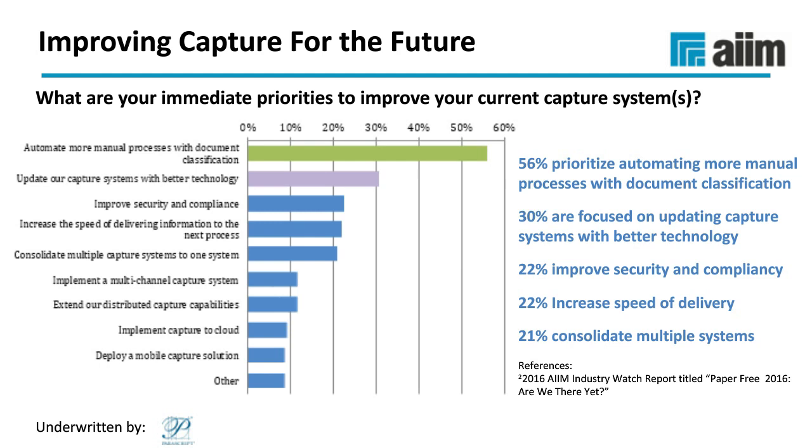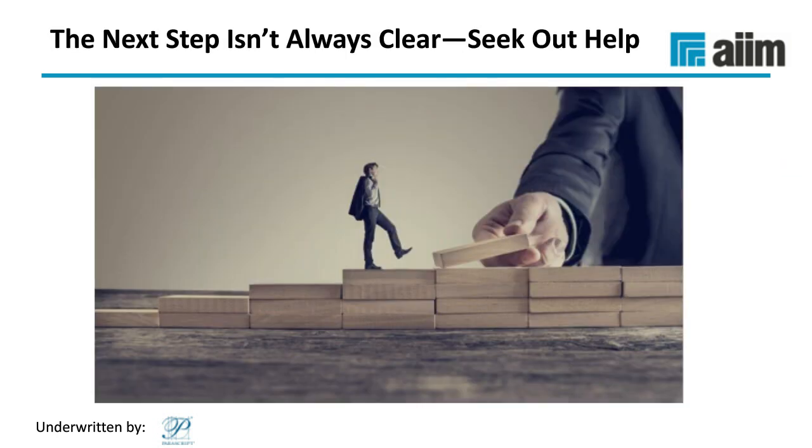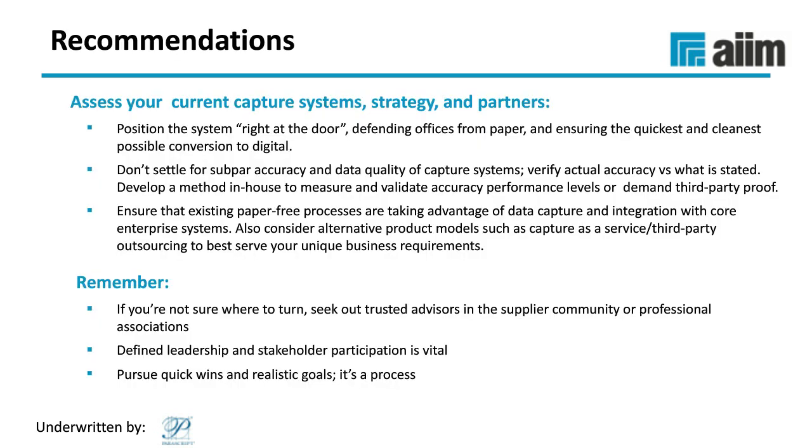So to conclude this part of the presentation, if you don't know where the next step is, what can you do, right? And here are a few recommendations just to hopefully get your document capture goals and ambitions started. So you should begin by assessing your current capture system, strategy, and partners. You want to position the system right at the door to defend from paper and ensure the quickest wins and cleanest conversion to digital. At the same time, we should not settle for subpar accuracy and data quality of capture systems. We should verify actual accuracy versus what is stated. And again, this kind of calls back to that survey question about how automated your organization is. Many times people believe their organization is a certain level of automation, but can you prove that? And is it really doing what you think it is? And this is something I'm sure Greg will talk a little bit more about in his presentation as well.